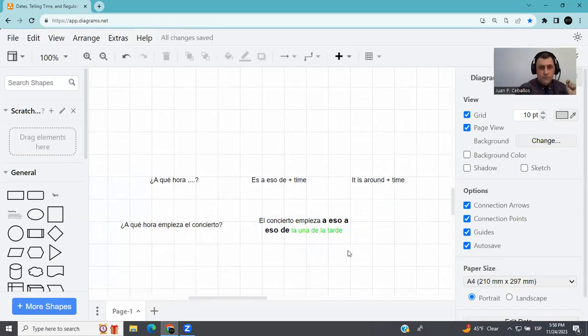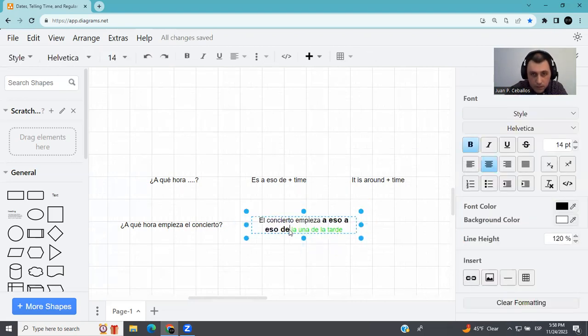Okay. So that's the formula. A eso de, oops, I put it wrong. Change this. A eso de la 1 de la tarde. El concierto empieza a eso de la 1. I can use a verb here, but I can also use the verb to be. El concierto es a eso de la 1. The concert is around 1 o'clock. I can also say that in English.